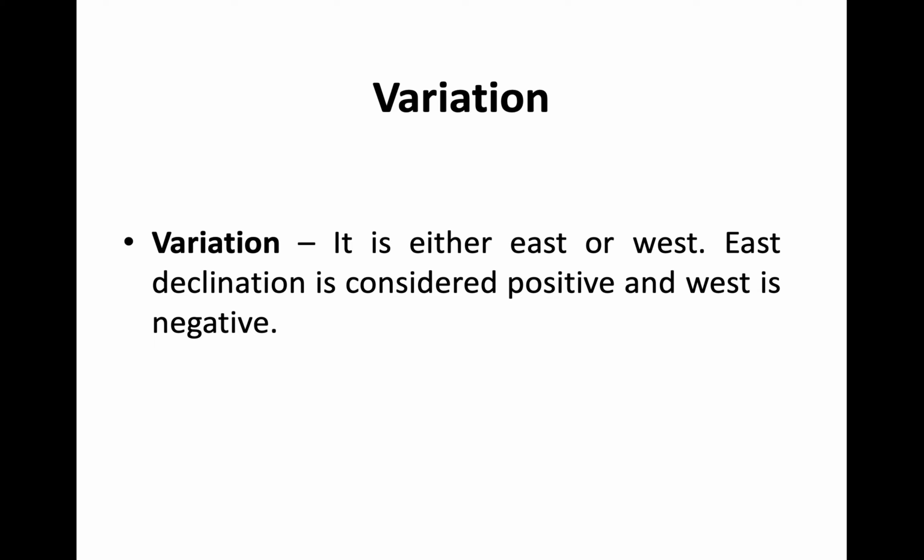Variation is either east or west. It's not north or south. East or west is the name of the variation. East variation or declination is considered as positive, whereas west is considered as negative. More on that later, because that will be helpful during the calculation. All right, thank you. Now let's proceed to the next one.